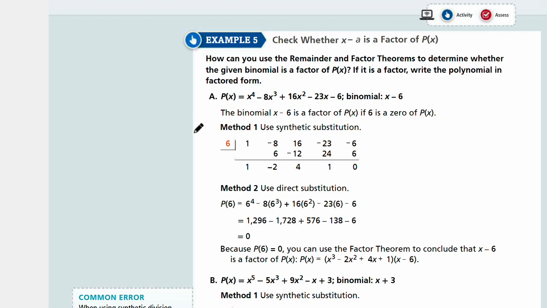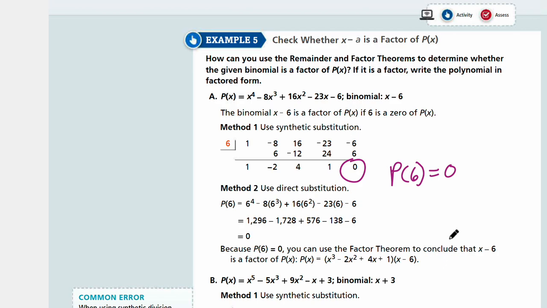So look at part A. We have p of x and we have a binomial x minus 6. Using synthetic division, we see that the remainder is 0. That means p of 6 is equal to 0. And using the factor theorem, we know when p of a is equal to 0, x minus a is a factor of the polynomial. So x minus 6 is a factor of polynomial p of x.